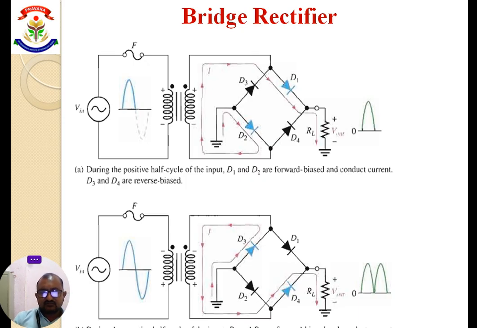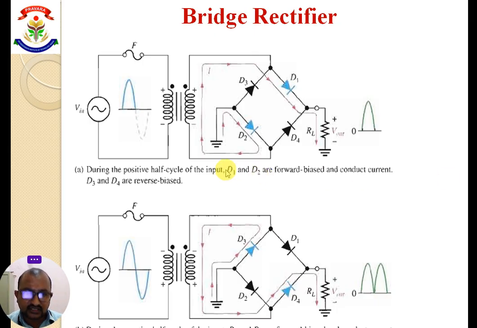In the bridge rectifier we have to use four diodes. There is no need for a special purpose transformer in this rectifier. Just a simple transformer whose secondary contains only two terminals is used. We use the four diodes D1, D2, D3 and D4. The four diodes are connected in a bridge manner. This is called a full wave bridge rectifier.